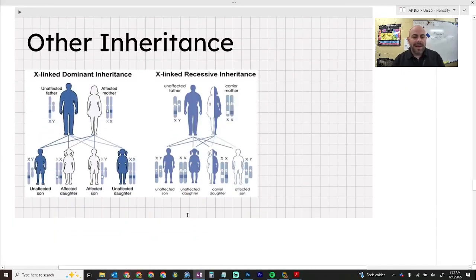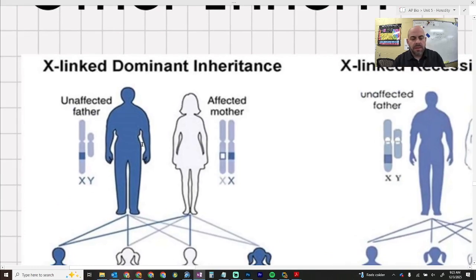There's some other kinds of inheritance we're going to look at. X-linked inheritance is this idea of inheritance that is only found on sex chromosomes. Why is this a big deal? Well, it's a big deal because males only have one X chromosome, right? And so they either are dominant or recessive, whereas females can be heterozygous, homozygous dominant, homozygous recessive.